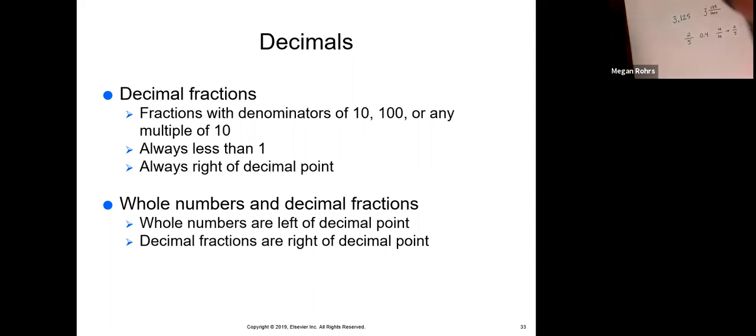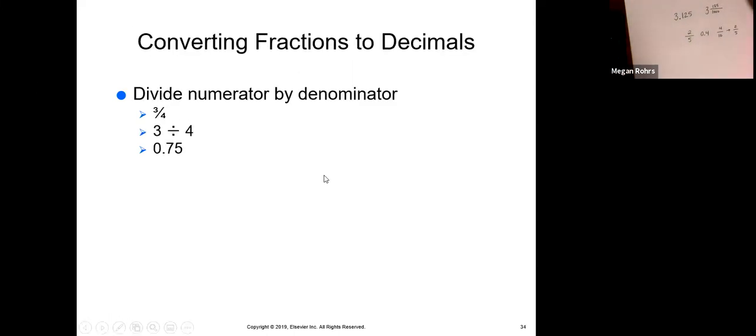Now in your slides, converting fractions to decimals, that was what we just did there. So always divide your numerator by the denominator. So here's another example. 3 fourths, which is 3 over 4, same thing as 3 divided by 4. Type that into your calculator, you should get 0.75.